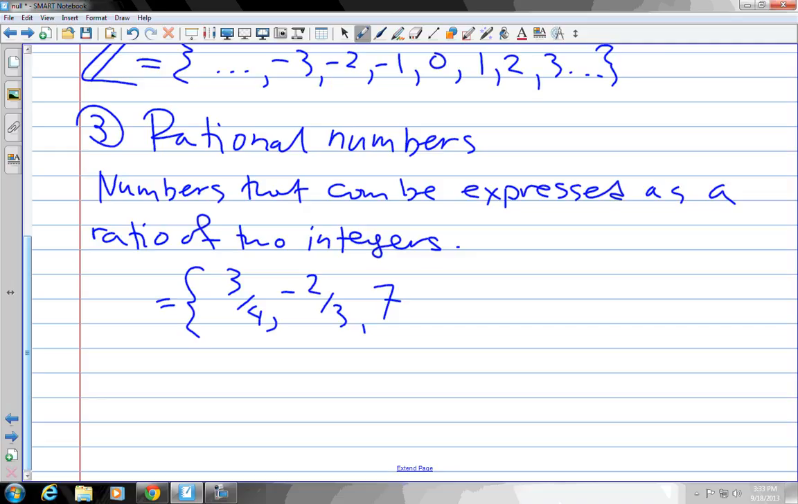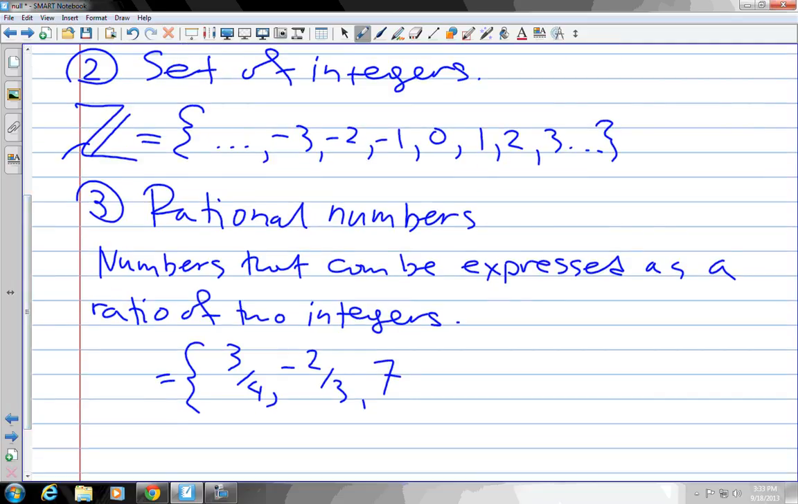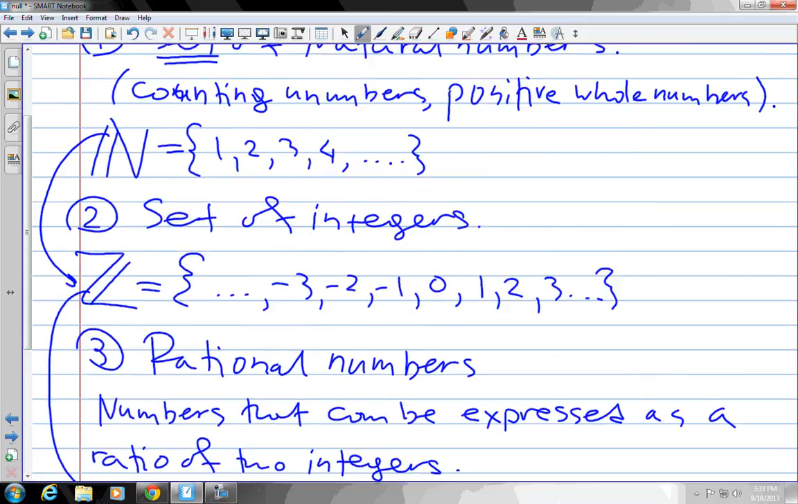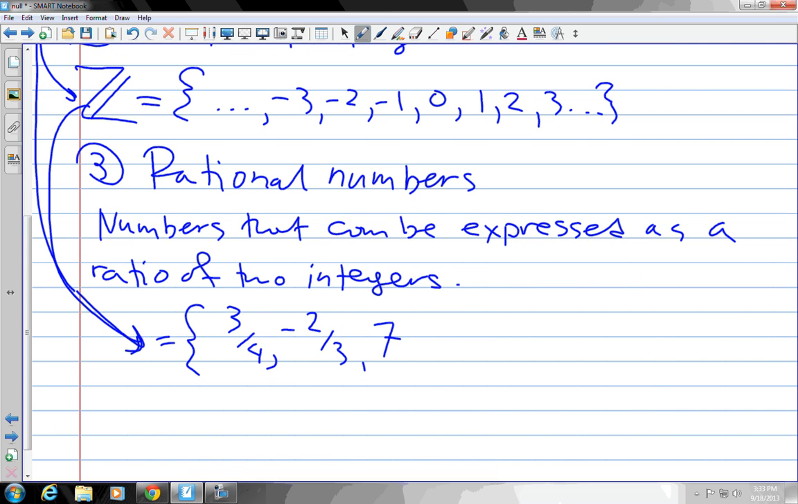Sure. I can write 7 as a ratio of two integers: 7/1, 21/3. I got options. Because I can always express 7 as a ratio of two integers. So every integer is also a rational number, because I can take every integer and put it over 1. Yep. Every natural number is also an integer and is also a rational number. So the rational numbers are a bigger set that includes all the integers.